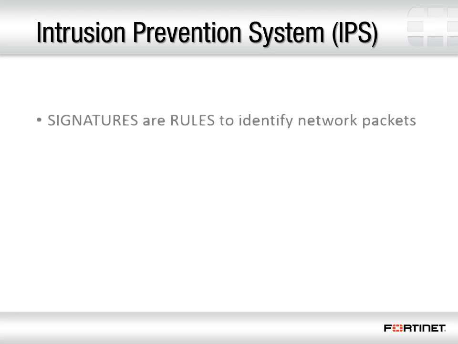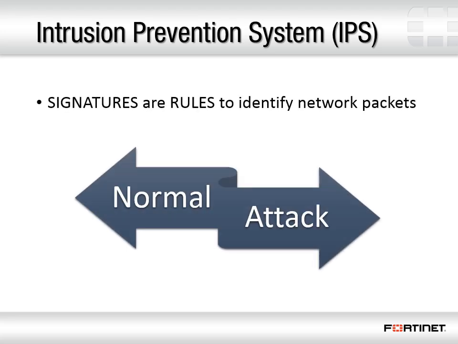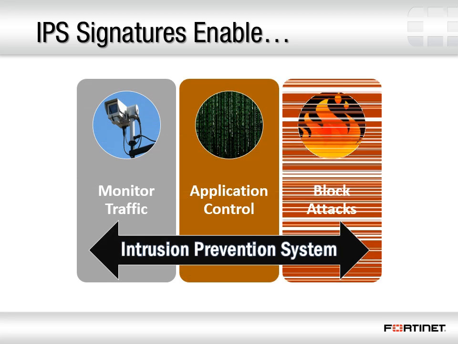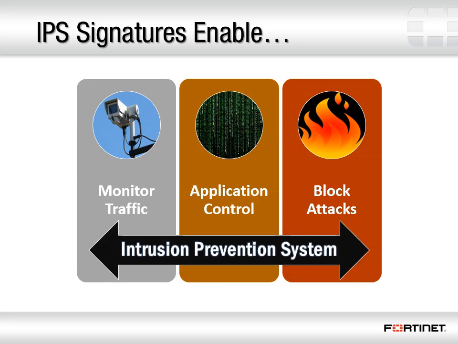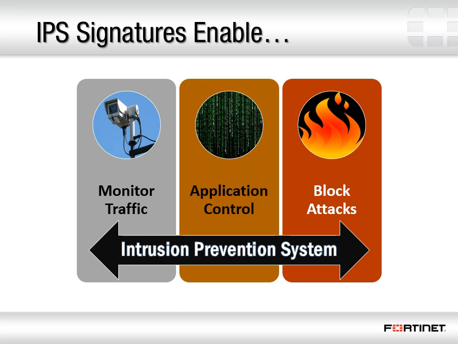Fortinet's IPS signatures are rules that allow for identification of network packets associated with normal application traffic, as well as that corresponding to attempts to attack the network and exploit software vulnerabilities. Signatures created for the intrusion prevention system enable you to monitor application traffic, to control or limit application behavior, and to log and block penetration attempts.